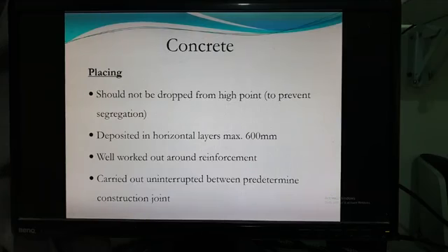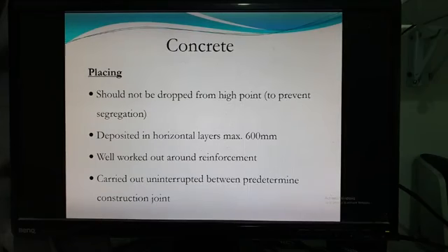Okay, the reinforcement must be well worked into the crevices of the formwork, around the services, if there are any services in the concrete structure. So you have to make sure that there is not any void being left in the concrete. Carry out the pour uninterrupted between predetermined construction joints.